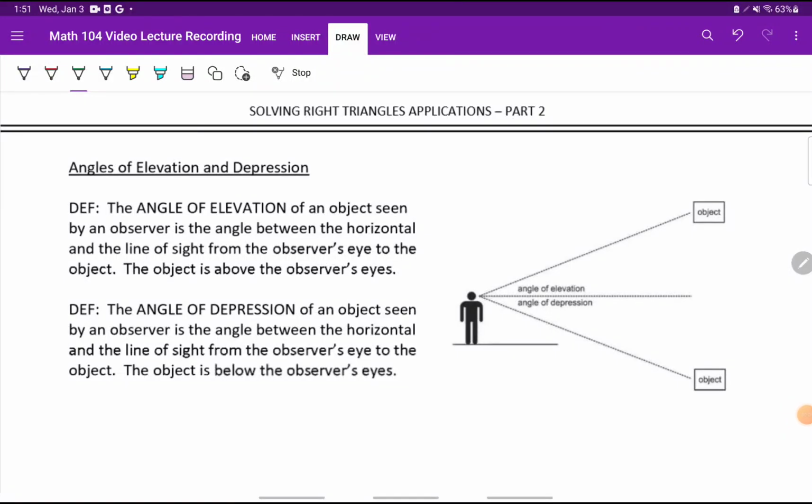This is our second video solving right triangle applications. These applications are going to involve angles of elevation and angles of depression.